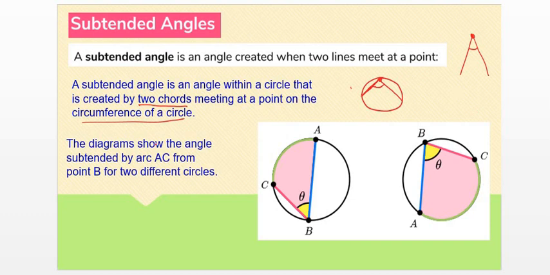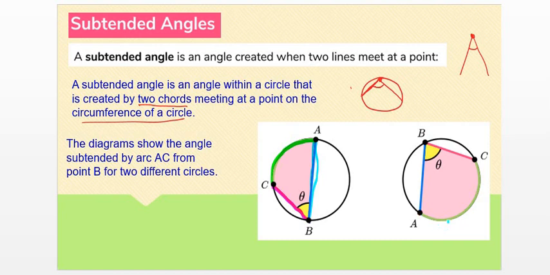Clear? Okay, the diagram shows angle subtended by arc AC. You can see here the arc AC is shown in green color. So this is the arc AC and the angle subtended here is angle B, because this is one of the chords, in pink color, and this is the other chord, in blue color. Both chords meet at this point B. That's why this angle is called the subtended angle by the arc AC.